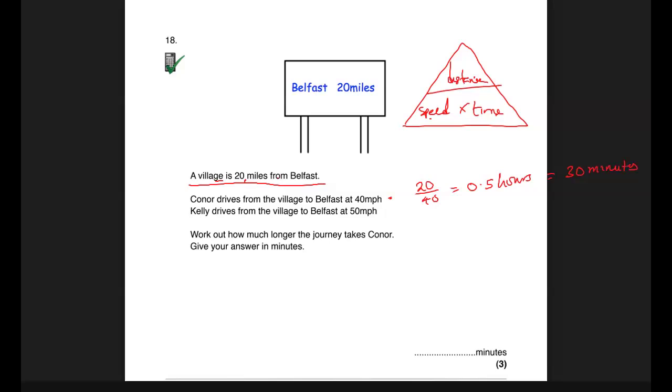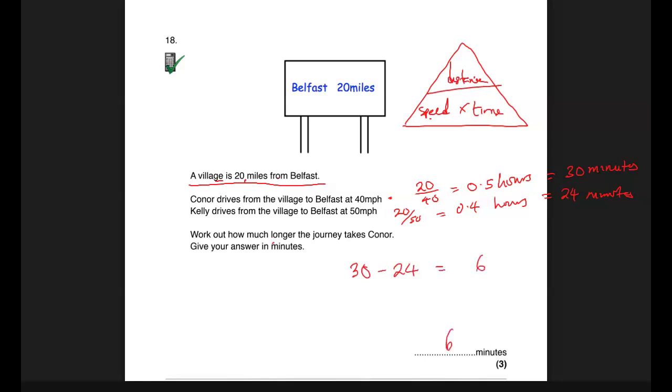Then 20 divided by 50 gives you what? 0.4 hours. So what is 0.4 times 60? I'll give you 24 minutes. So you now do it in a way that, can you see how much longer? So it's going to be 30 minus 24, which is 6. So it's going to be 6 minutes.